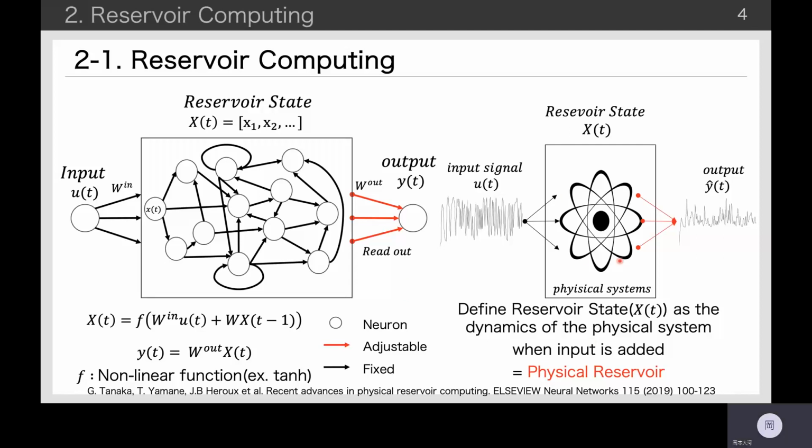we define reservoir state X as the dynamics of the physical system when input is added to the system. Therefore, in this study, we created a model using this concept of physical reservoir computing by considering road traffic dynamics as a physical system.